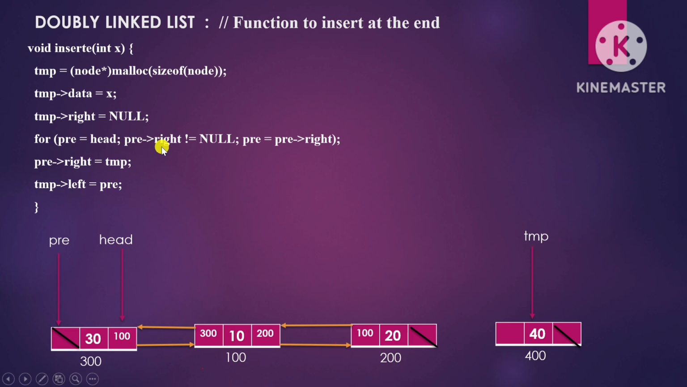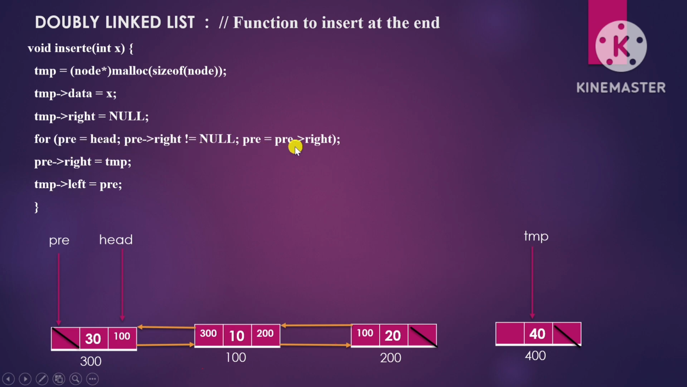So pre right is not equal to null. Pre right is 100, and this 100 is not equal to null. This condition is true. The loop runs as long as the condition is true. The statement below the loop will not run because it has a semicolon. Up to the point where I find a null value, this loop runs. After that, it comes to the next statement.